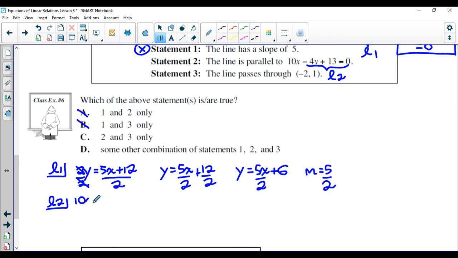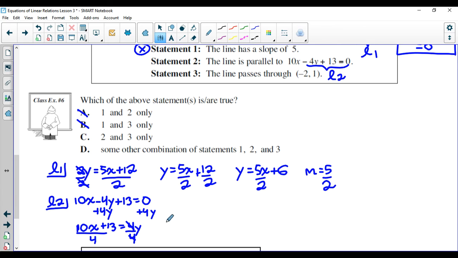Okay, so line 2 has an equation that is 10x minus 4y plus 13 is equal to 0. We want to get the y term by itself. Now, the y term's negative here, so we're going to move that to the other side of the equation. So we're going to add 4y. Actually, let's write it like this: 10x plus 13 would be equal to 4y.